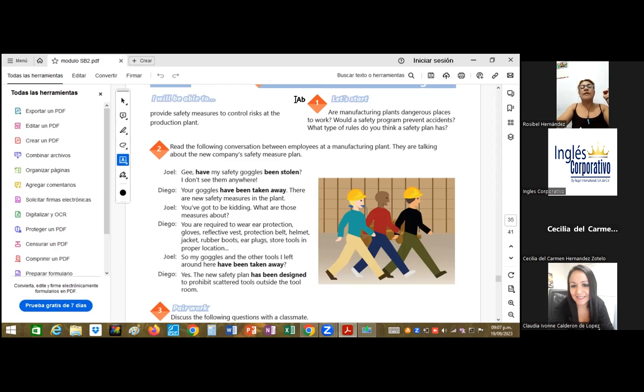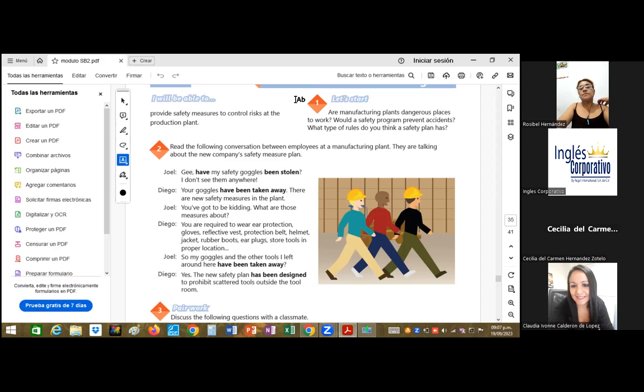Okay. Gee, have my safety goggles been stolen? I don't see them anywhere. Your goggles have been taken away. There are new safety measures in the plant. You've got to be kidding. What are those measures about?